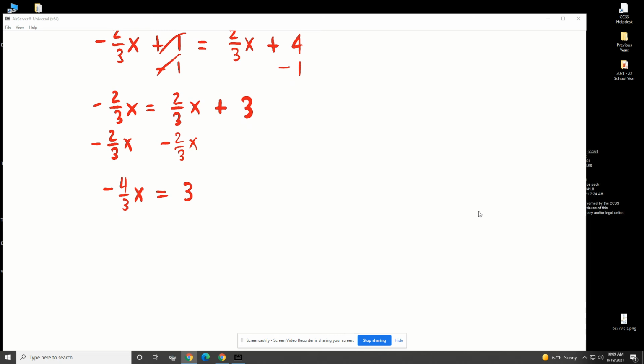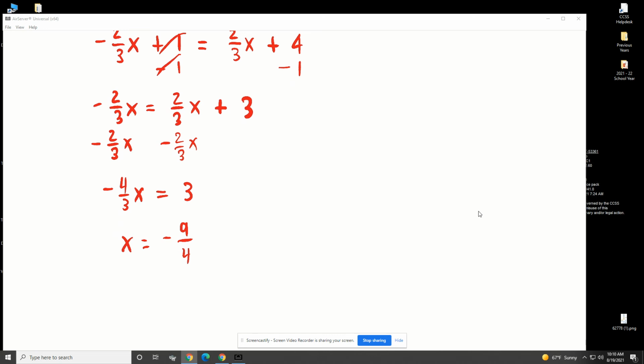Like he said, we're trying to get x alone, right? And negative 4/3 is being multiplied by it. So he typed into his calculator 3 divided by negative 4/3. Your calculator does all the work for you, and he got negative 9/4, which is 100% correct. There is one other good option. You could multiply by the reciprocal. So you could also go 3 times negative 3/4.